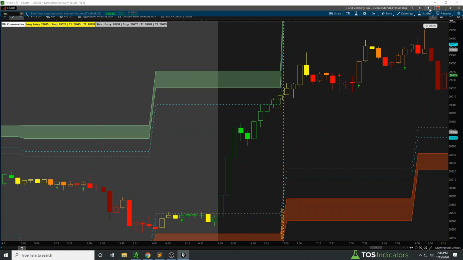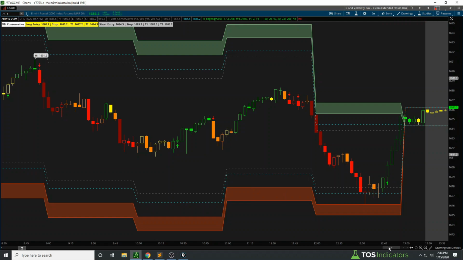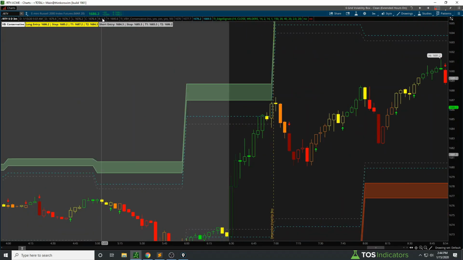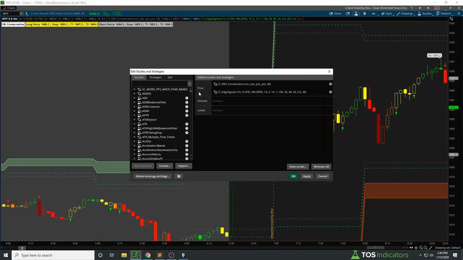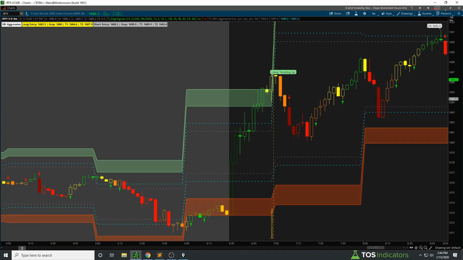So we'll skip the Dow, we'll move on to the Russell now. If we come back to the Russell, we'll switch back to our aggressive volatility box. And if we take a look, we'll see once again a similar pattern, right? The Russell also exhibited greater volatility than usual, and we breached the clouds, the aggressive clouds, in that first hour, giving us a signal that, hey, we should switch over to our conservative volatility box.